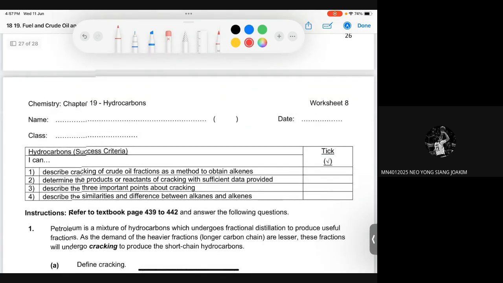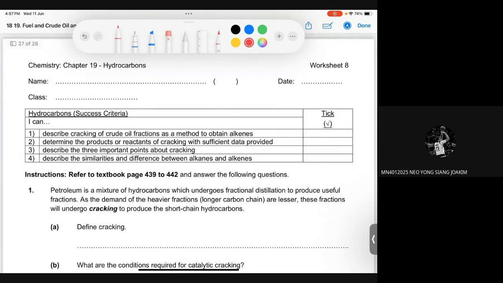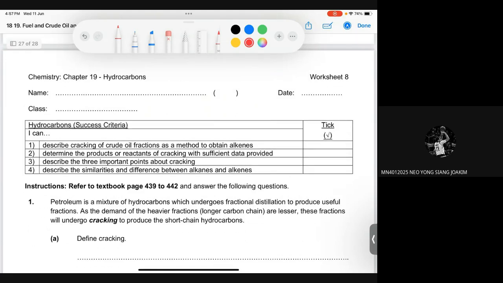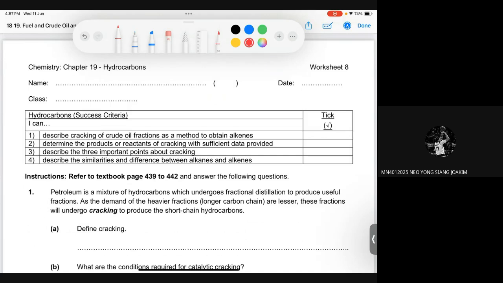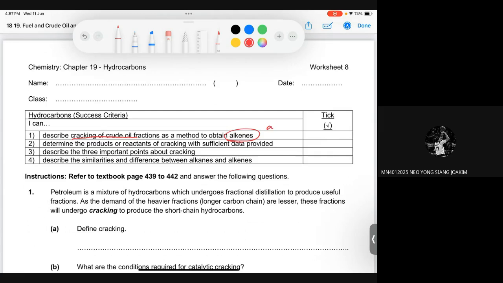Okay, so worksheet 18, the very last of this one over here. Now, we covered alkane and alkene reactions. Then what exactly is this cracking? So in this last worksheet here, we're going to learn cracking of crude oil. Key idea here is it's not an alkene reaction, it's not an alkane reaction. It's about obtaining the alkenes or the alkanes. So it's about making them.